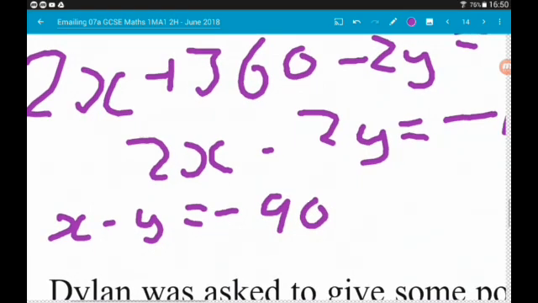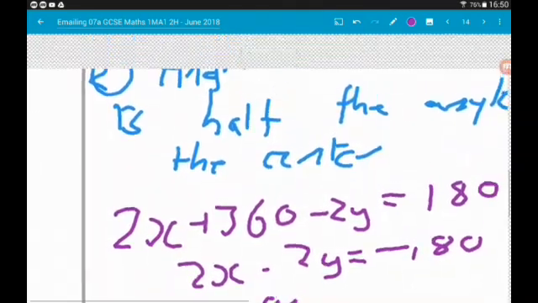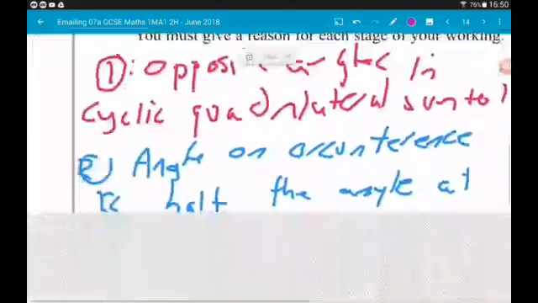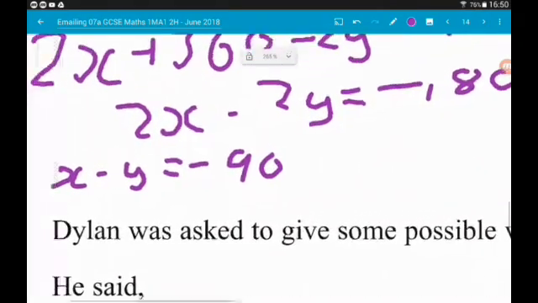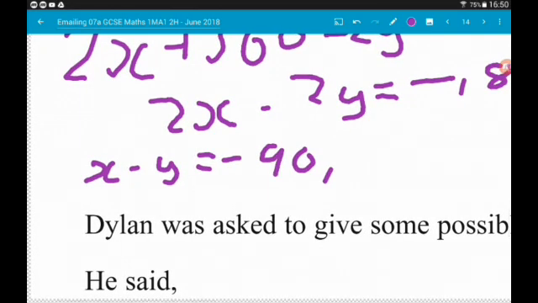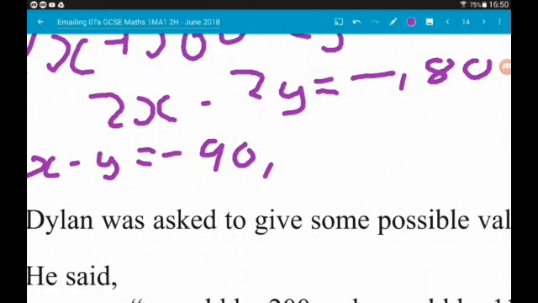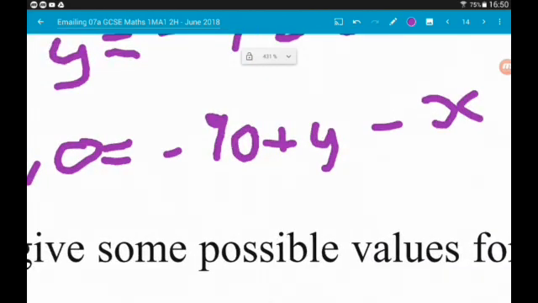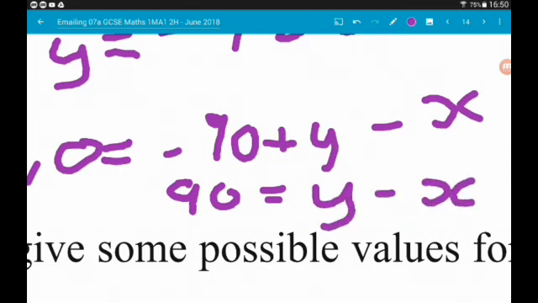So this is the complete opposite of what we want. We want to show y minus x is positive 90. We're not wrong, we just need to rearrange a bit. So if we add the y and subtract the x, we will get 0 is equal to minus 90 plus y minus x, and then if we add the 90, we get 90 is equal to y minus x, as we wanted to show.